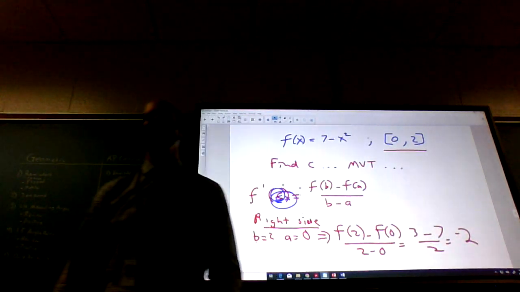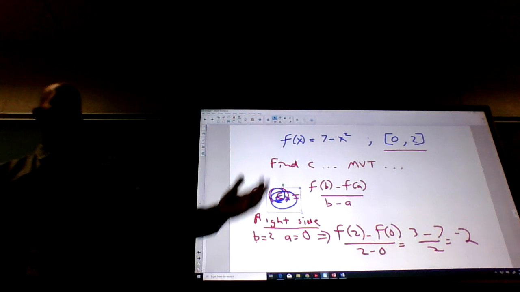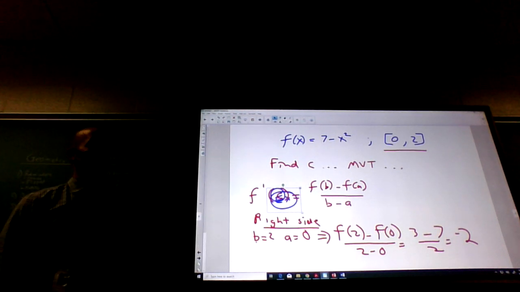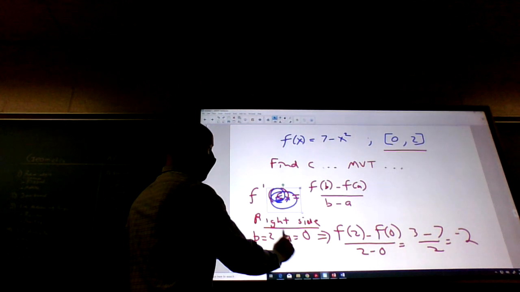Oh, wow, this is going to work out nicely. Thank you, Jack. You made this work out. Isn't that nice? We didn't even get a fraction. We got a nice, lovely answer, a slope of negative 2. And that's the slope of the secant line, right? That's the slope of the secant line. Okay, so now we've got the right side.